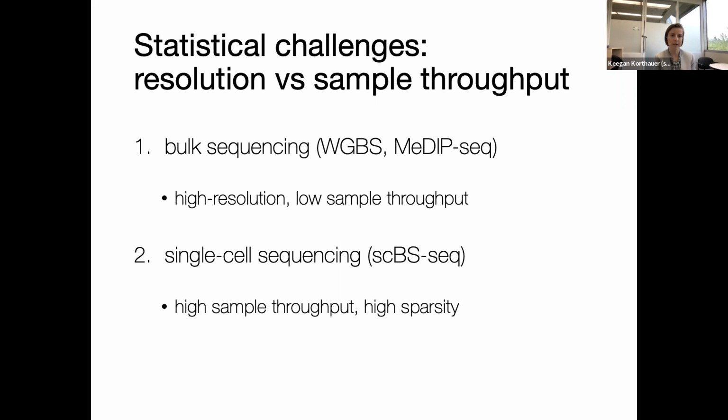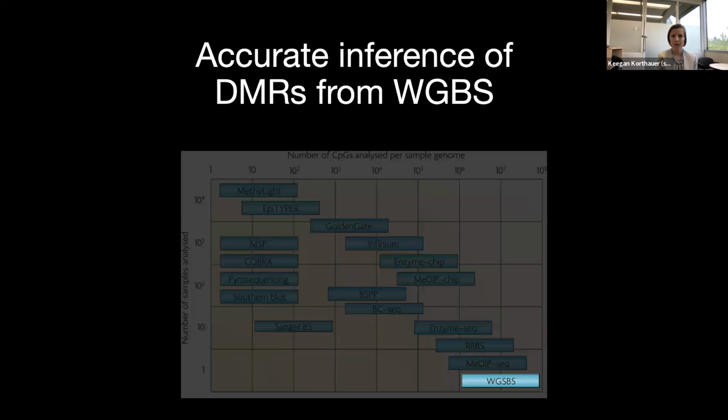So the first couple of examples are going to deal with what I call bulk sequencing. This contrast with single-cell sequencing will become more clear when we get to that portion of the talk. And in the last portion, I'm going to talk about single-cell sequencing, which has similar challenges, but sparsity comes into play.